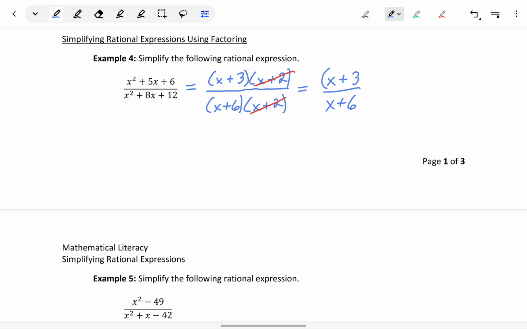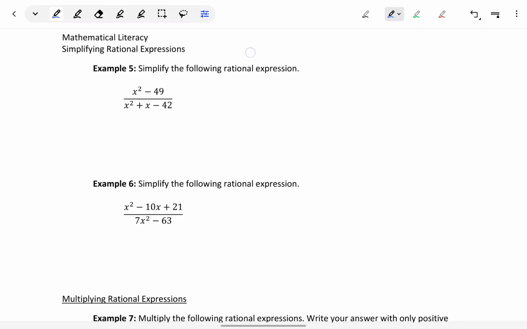Keeping in mind that we still have to treat each of these as a factor, meaning we can't cancel through the addition, the 3 and the 6 won't reduce here. We would need x plus 3, that entire expression in the numerator, to reduce with that entire expression in the denominator, x plus 6. So we need to recognize that's the end of our work for that problem.